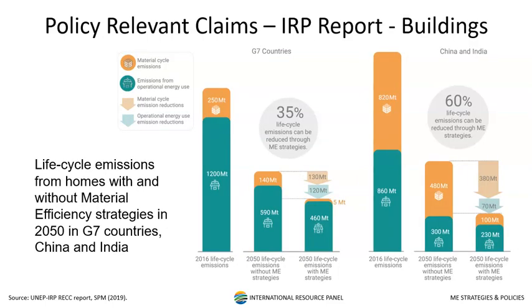For buildings, both China and India and the G7 countries show a similar pattern. So we have emissions reduction in the baseline from 2016 to 2050 due to renewable energies and more efficient buildings. And then additionally, we can save 35% through material efficiency in the G7 countries and 60% in China and India, because the lock-in from existing buildings and car infrastructure is smaller in China and India than it is in the G7 countries. So we can focus on more material efficient or different buildings in the first place.